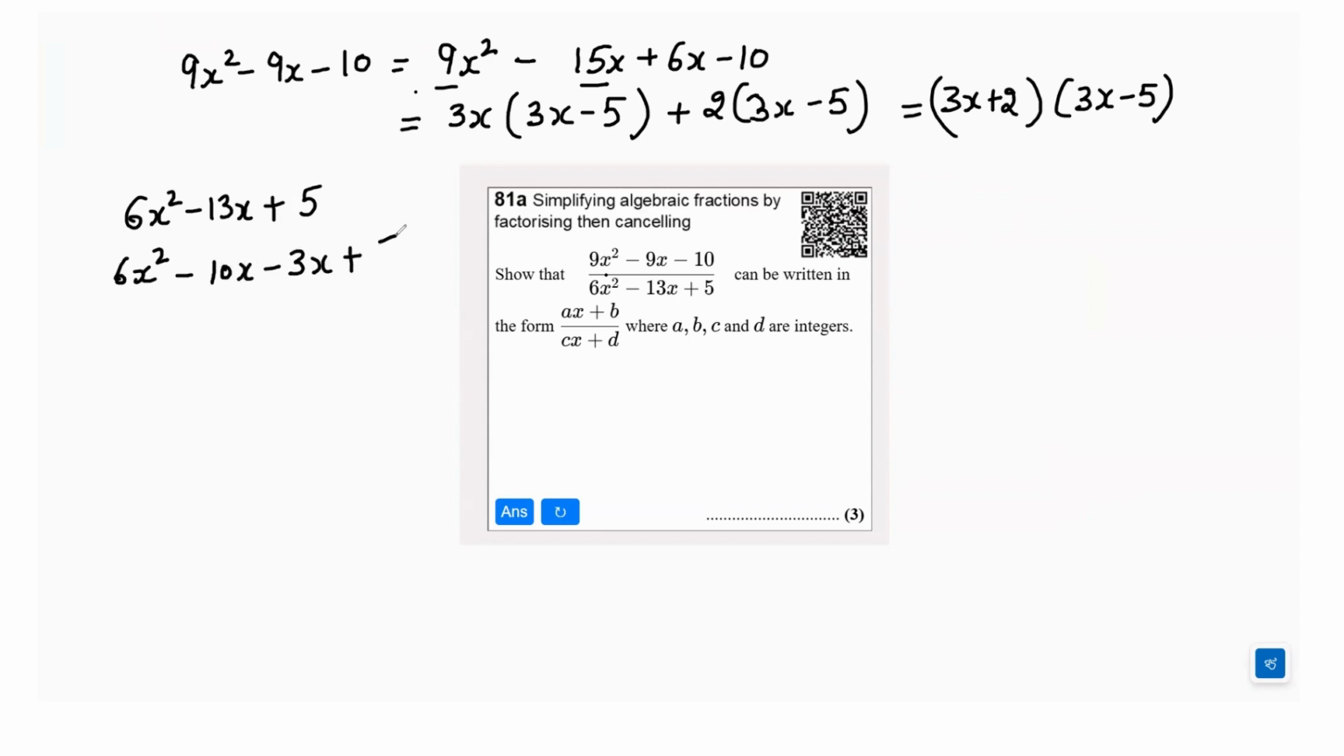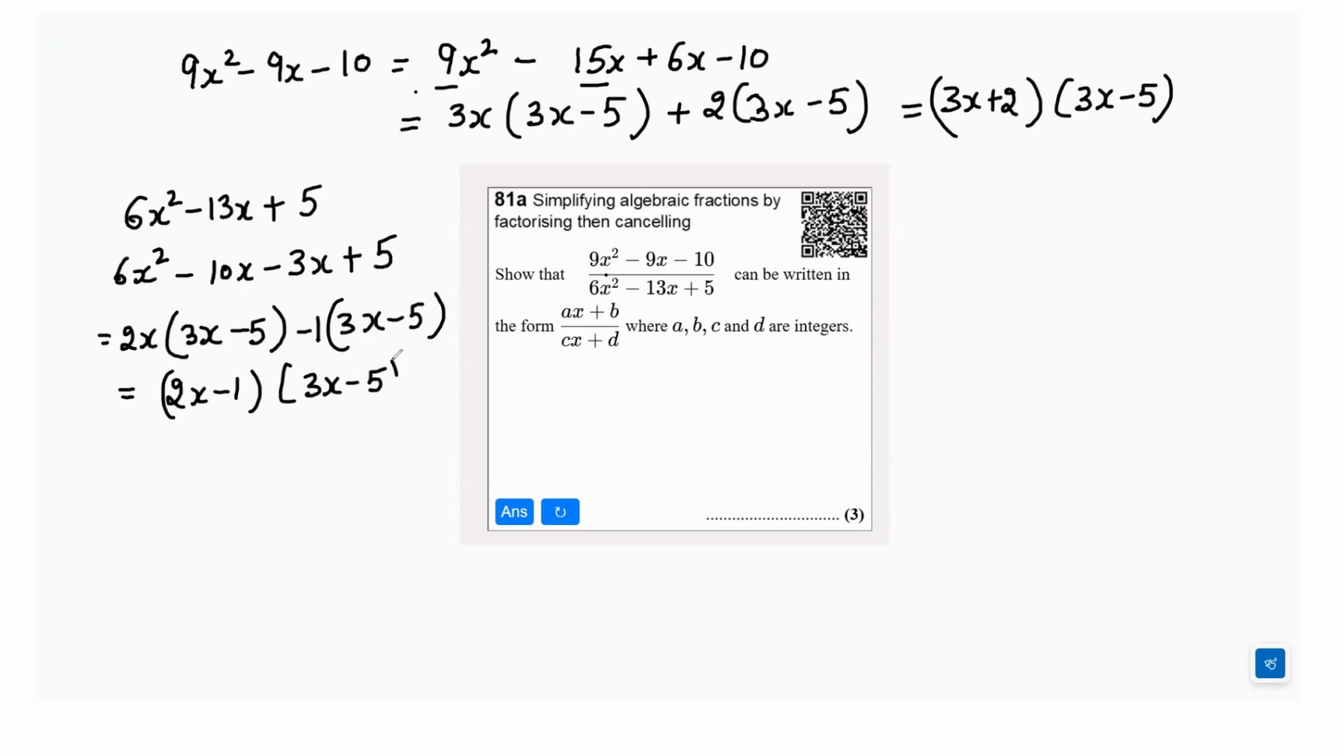which can be simplified as 6x squared minus 10x minus 3x plus 5. So we can take 2x common from the first two terms. We will get here 3x minus 5. Here we can take minus 1 common, we'll get 3x minus 5. And finally, the factors for this expression are 2x minus 1 into 3x minus 5.